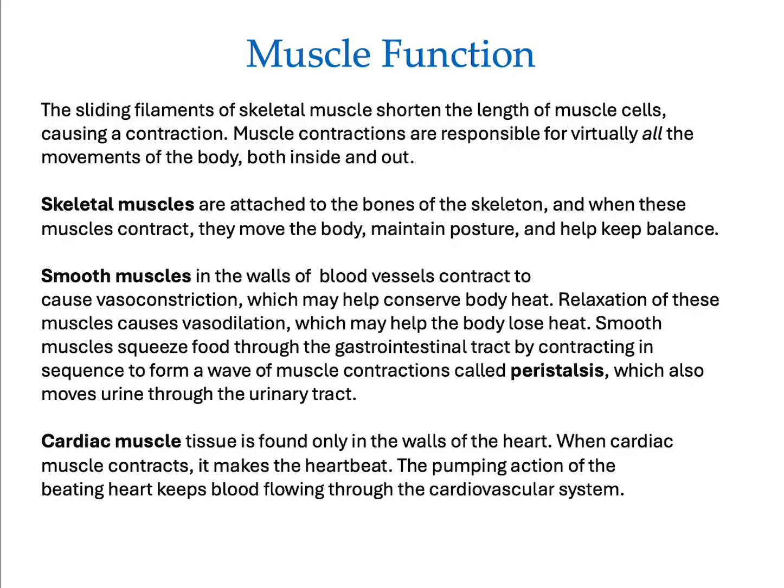Smooth muscles in the walls of blood vessels contract to cause vasoconstriction, which may help conserve body heat. Relaxation of these muscles causes vasodilation, which may help the body lose heat. Smooth muscles squeeze food through the gastrointestinal tract by contracting in sequence to form a wave of muscle contractions called peristalsis, which also moves urine through the urinary tract.